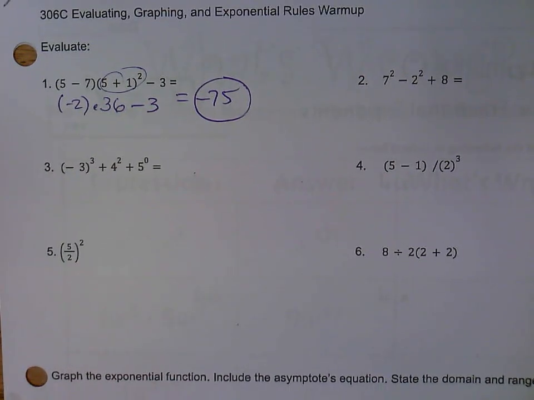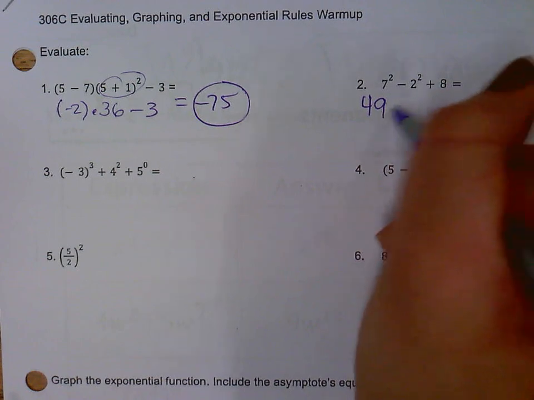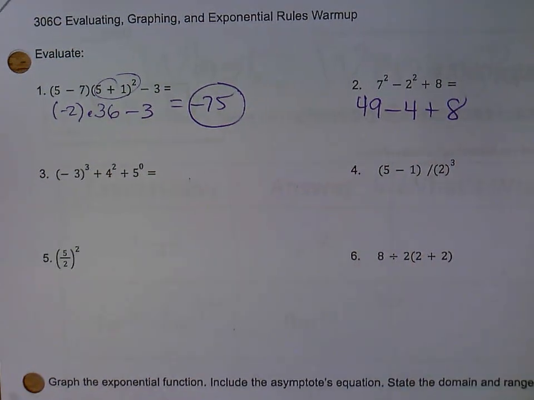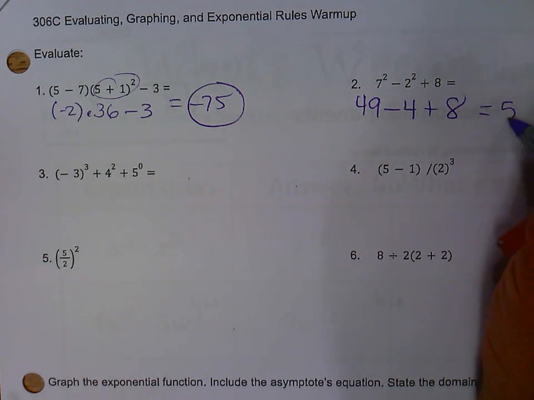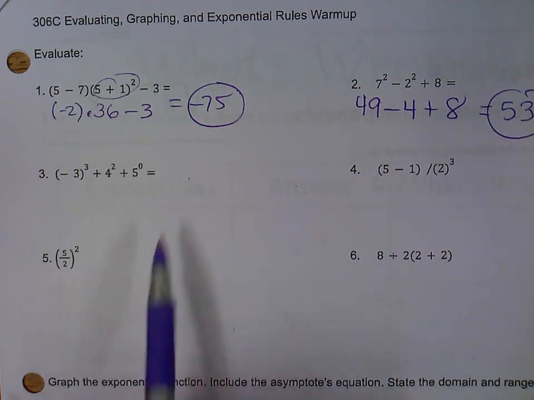Number 2 is just what? 49 minus 4 and then plus 8. So 45 plus 8 is 53. Is that what you got? Let's see.